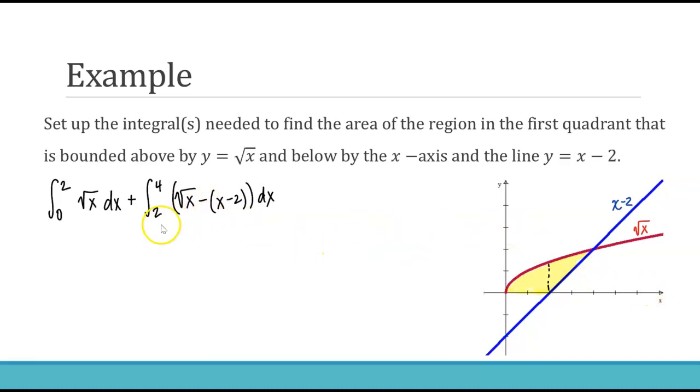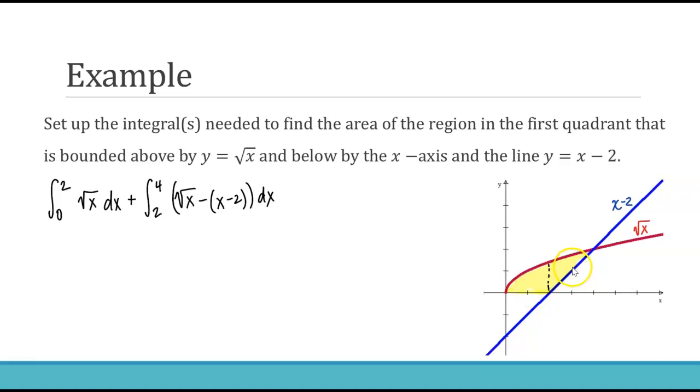So here, again, we just want to be careful about clearly reading the instructions, that we are in the first quadrant, and we're bounded by the square root of x on top and below by the x-axis and the line x minus 2. Sometimes people just want to fill in a little bit more than they're told, and just going by what they see, a lot of people will fill in this little triangle shape down here. So we just really want to be careful about reading the instructions.